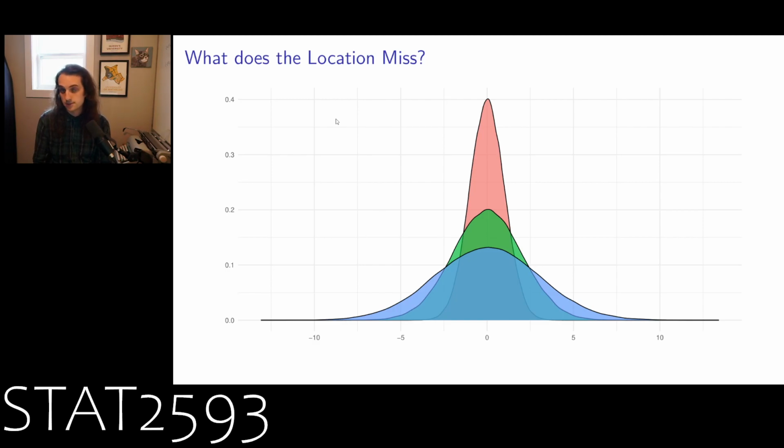But the locations are going to be the same. You can see that the mean and the median are both going to be around 0 for all three of these distributions. So there's obviously a lot more going on with a distribution than just the location that we might be measuring, and variability is a major component of that.